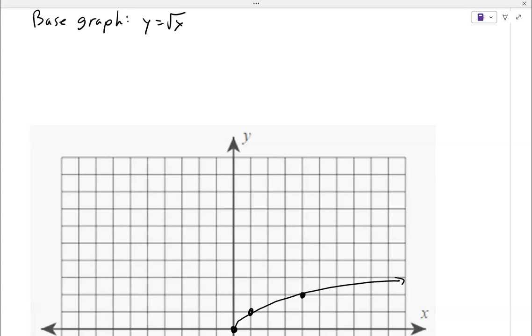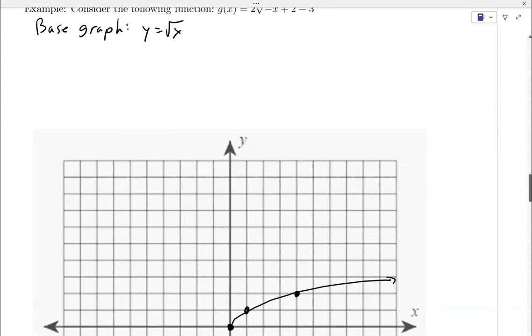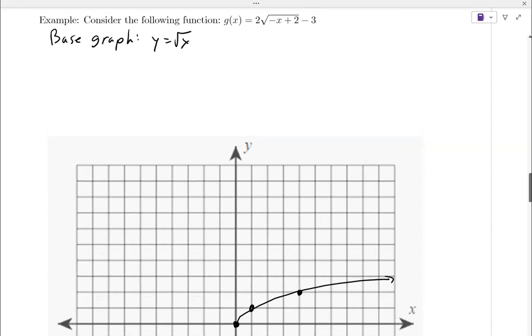Let me zoom out a little bit to the problem here. Like we mentioned last time, we want to start identifying what transformations we have. I think we see 4 separate things going on here, like we did in the last example on Wednesday. I've got this 2 on the outside. I've got a negative sign on the x, which is different than what we've seen before. I've got a plus 2, and I've got a minus 3.